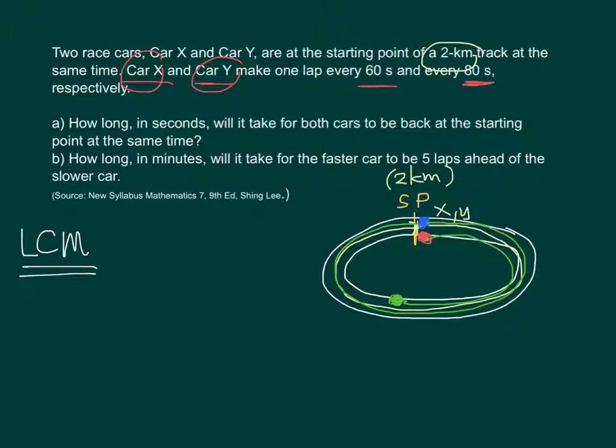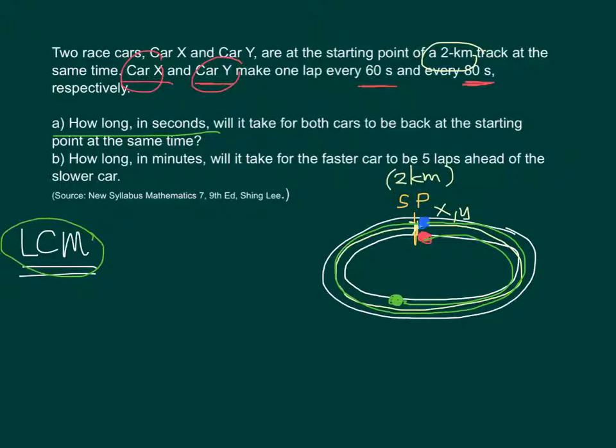So that's our problem here. It says we want to find the time, so how long in seconds will it take for both cars to be back at the starting point at the same time. So all we need to know is at what time will they be at the starting point again. And this is where the least common multiple will be applied. Okay, so we want to find that common time that they will be back at the same time.